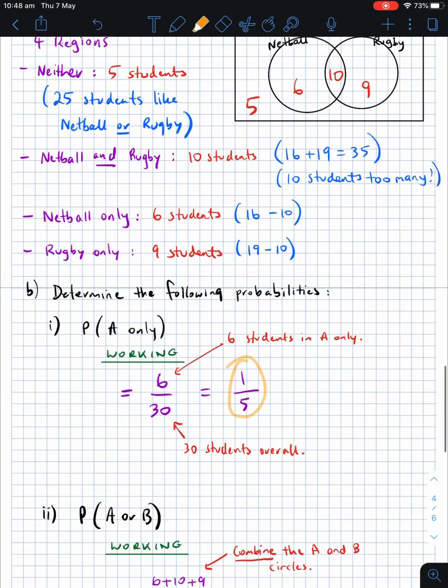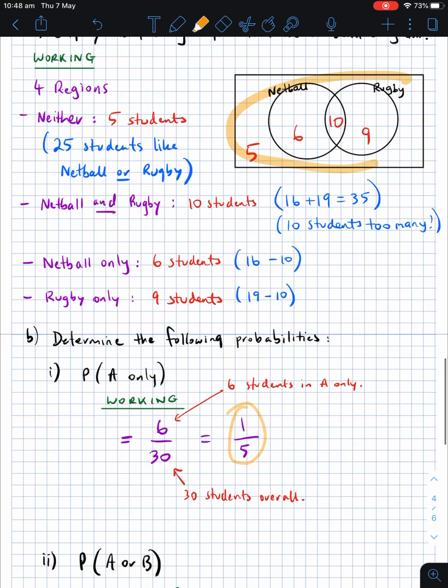Okay, question B. Determine the following probabilities. Now we're going to be using the Venn diagram for this. This is why we like to make Venn diagrams, because it makes this process easier for finding probabilities. So what's the probability of A only? So sorry, I'm going to fix that up. Instead of A, I want it to be netball only. My bad. Netball only.